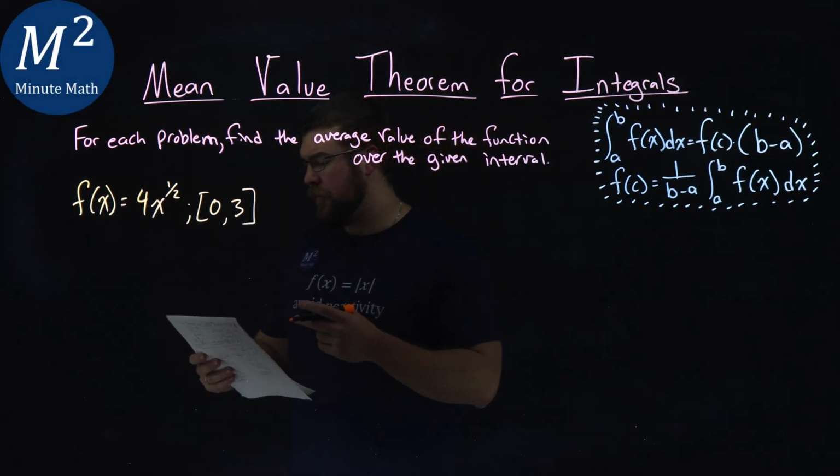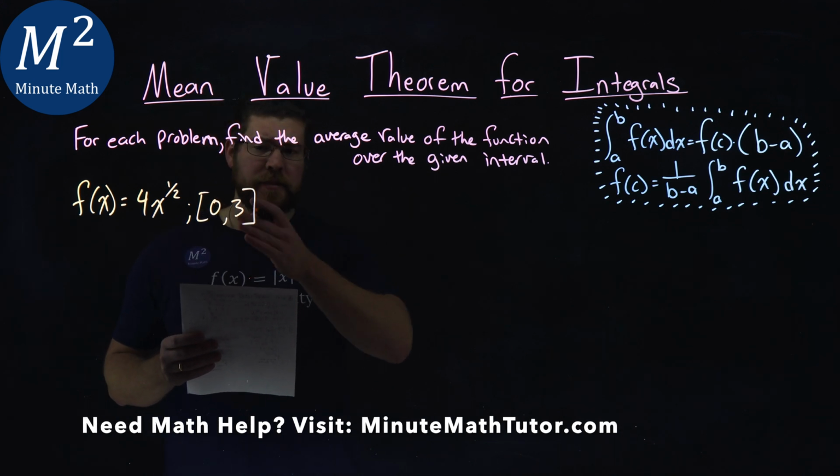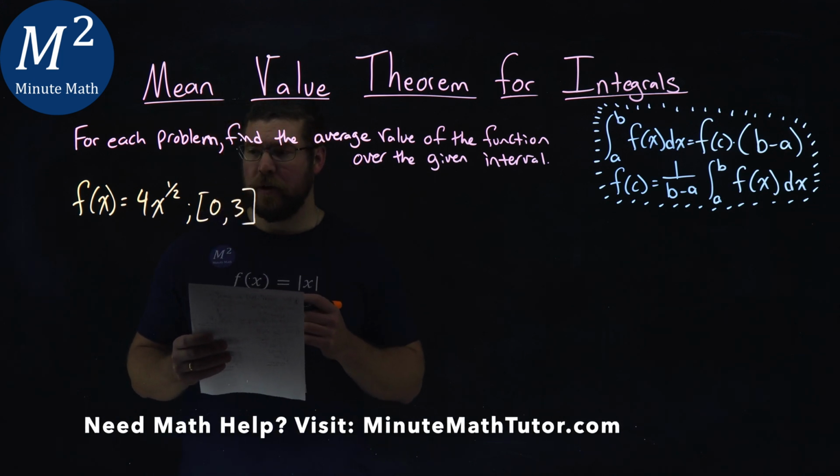We're given this problem right here. F of x is equal to 4 times x to the 1/2 power on our interval from 0 to 3, and we have to find the average value here.